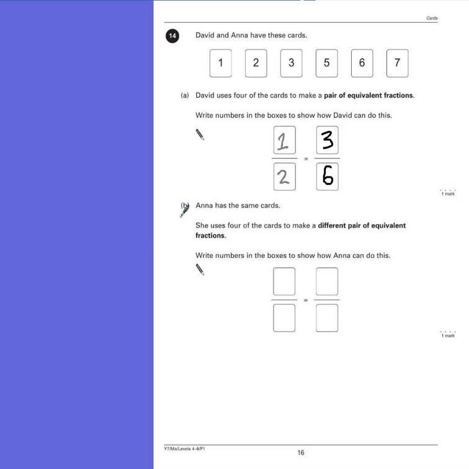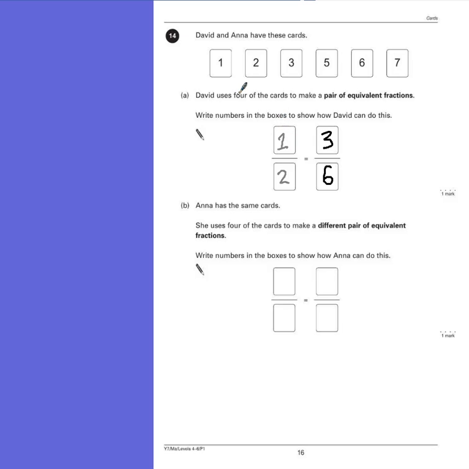Part B. Anna has the same cards. She uses 4 of the cards to make a different pair of equivalent fractions. Write numbers in the boxes to show how Anna can do this. Now unfortunately we don't have a card with a number 4 on, otherwise we could have potentially used 2 quarters. So we have to look for another combination of numbers.